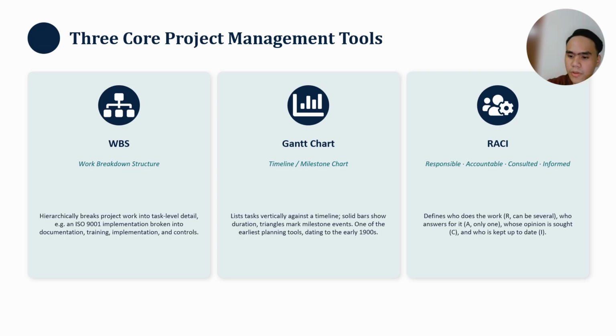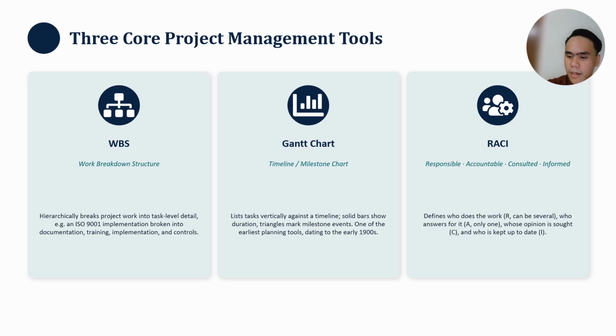A solid bar shows the estimated start-to-finish duration of each task, while triangles mark specific milestone events. As the project progresses, the same chart can be updated to plot actual time expended right next to the original estimate, which makes schedule slippage immediately visible.